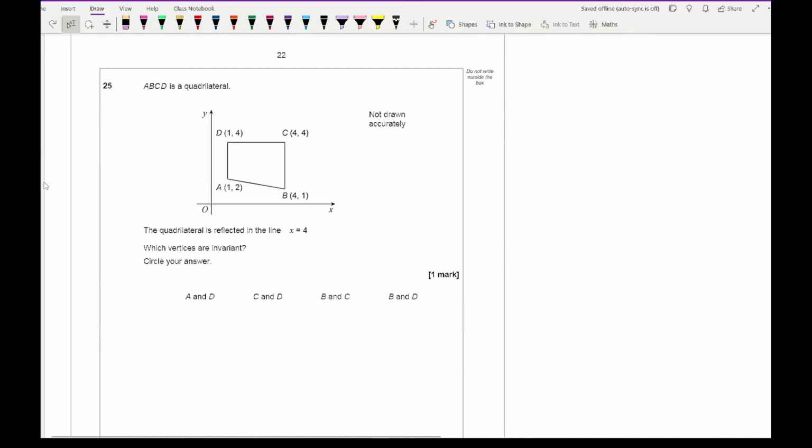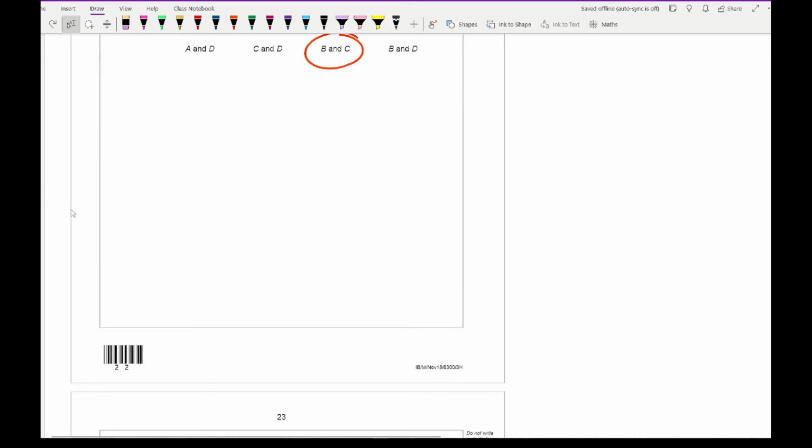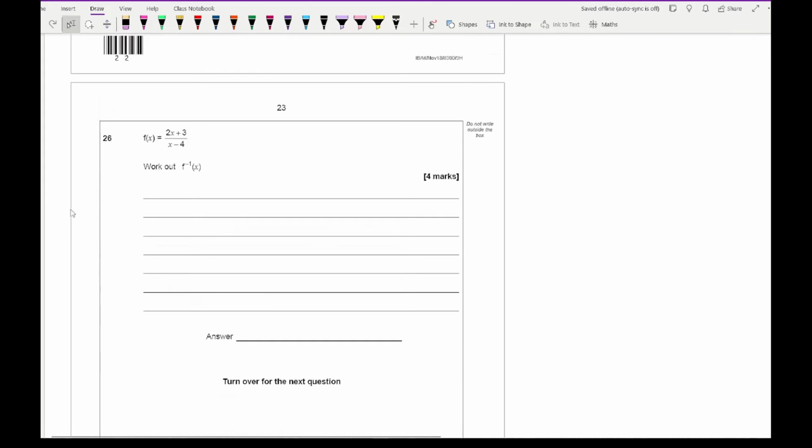And moving on to question 25, it says ABCD is a quadrilateral. The quadrilateral is reflected in the line x equals 4. That's reflected in this line here. The question is asking which vertices are invariant. Now, invariant means basically they don't move. So which two coordinates don't move? Let's see. Then looking at question 26, here we've got a function and we need to work out the inverse function. So again, looking at the steps, we make it equal to y.